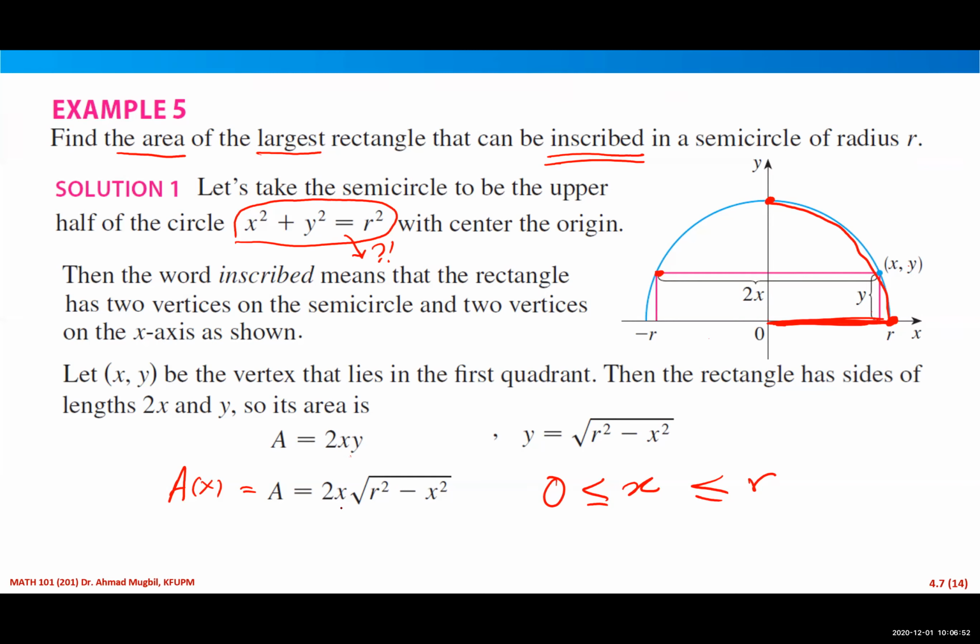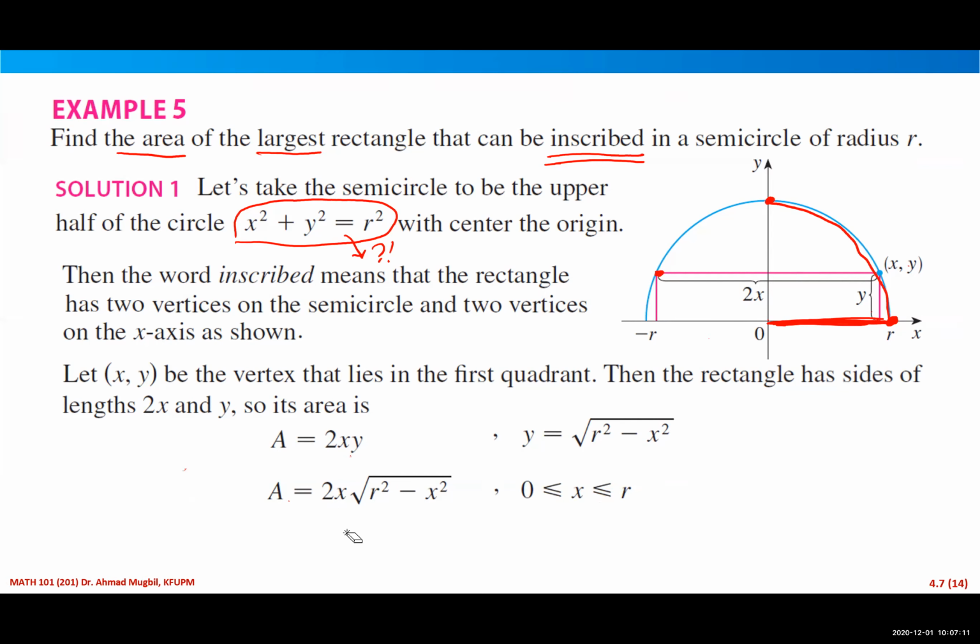We have a particular practical problem. If X is negative, for example, this will be negative. The area cannot be negative. So we must have it positive. So this will give me the domain now. My X is between 0 and R. Is that clear? So you should know what the conditions on your variable are.